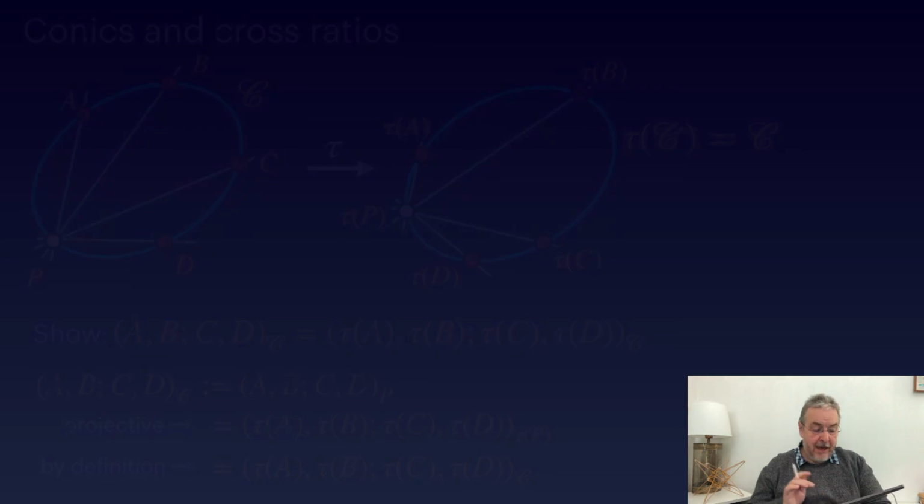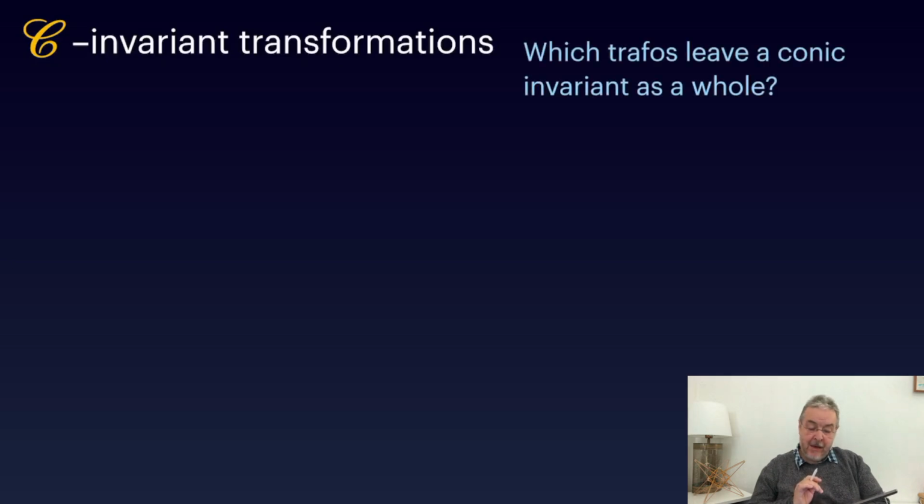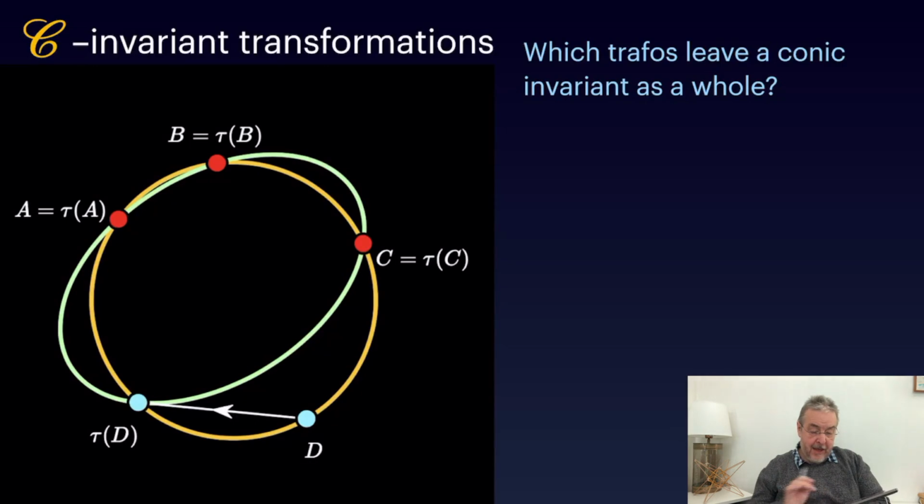So now let me approach more or less the converse and consider transformations in RP2, and we want to classify those transformations that leave our conic invariant as a whole. So the points on the conic may move around, that's okay, but they should stay on the conic. And we are interested which transformations of RP2 make such a C invariant transformation. And so for that, let us first do a little experiment. So I've drawn a picture.